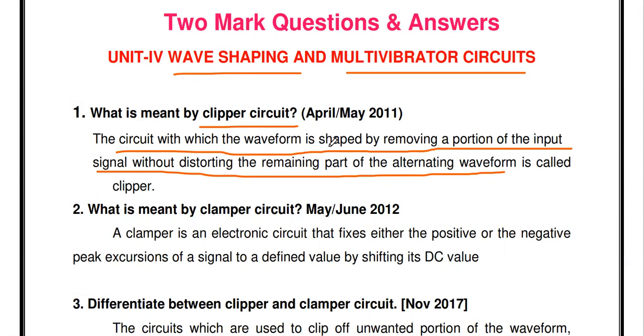In clippers there are different types: series clipper, parallel clipper, and positive clipper, negative clipper. A positive clipper is used to clip the positive portion of the AC waveform. A negative clipper is used to remove the negative half cycle of the waveform. Already related to this clipper circuit, I posted an MCQ video about which type of clipper a given circuit is. I will give a link for that video to know more detail about the clipper circuit. You can refer to it.